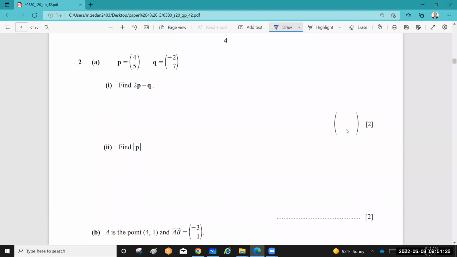Question number 2 about vectors. I have 2 vectors in the coordinate plane 2D. P is (4, 5), Q is (-2, 7). Find 2P plus Q.